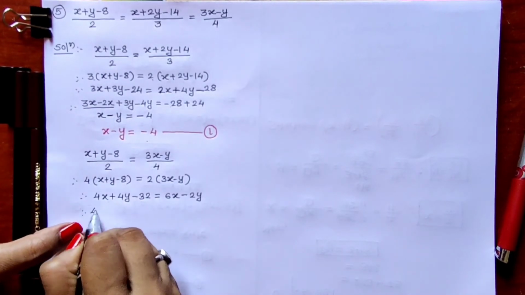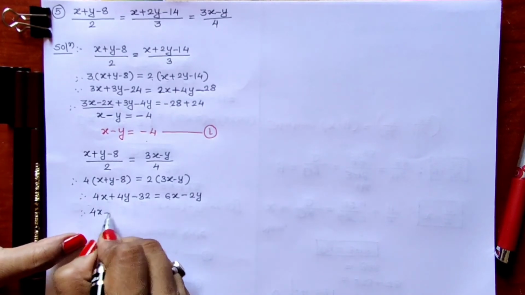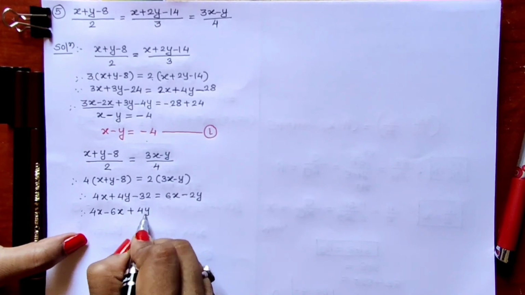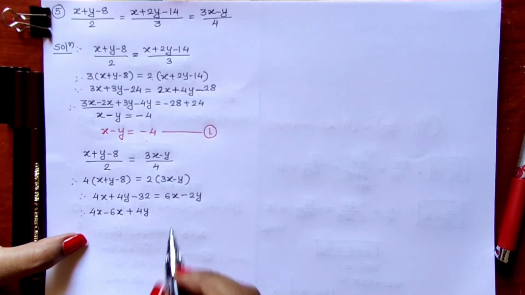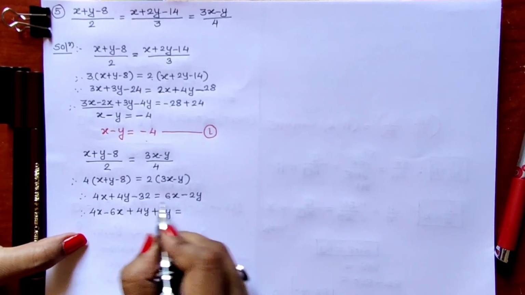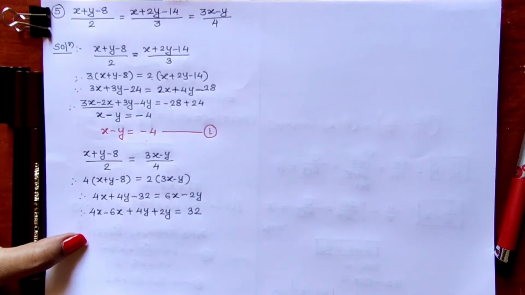So 4x as it is I write, which is on the right hand side. This plus 6x we transfer, it becomes minus 6x. Then again plus 4y is there, right as it is. And then this minus 2y transfer, it becomes plus 2y, equal to minus 32 constant term transfer on the right hand side, it becomes plus 32.